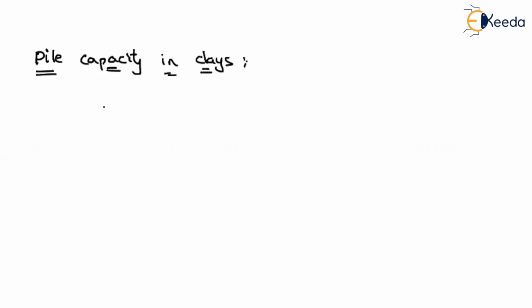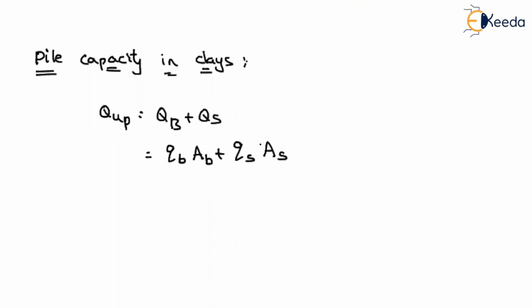If I recall, the capacity of a pile can be written as Qup, equal to end bearing capacity plus frictional capacity. What is the end bearing capacity? End bearing resistance into end bearing area plus skin friction resistance between the pile and the soil into surface area. So what are the unknowns in the present case? You should know the value of end bearing capacity, and also you should evaluate the skin friction resistance, right?